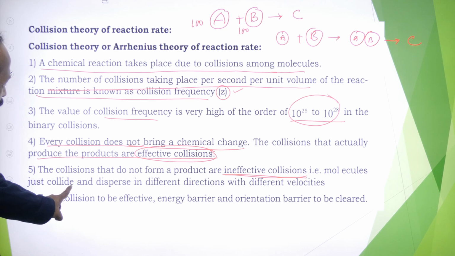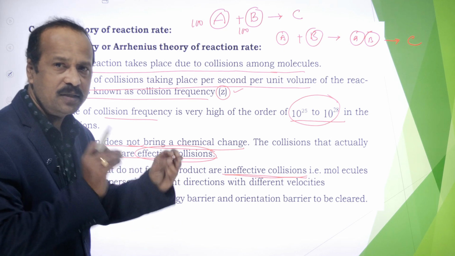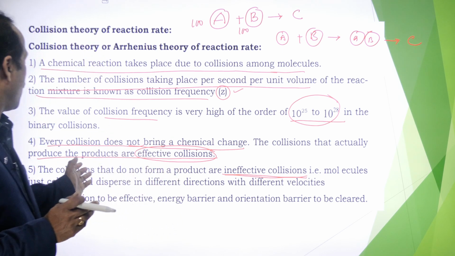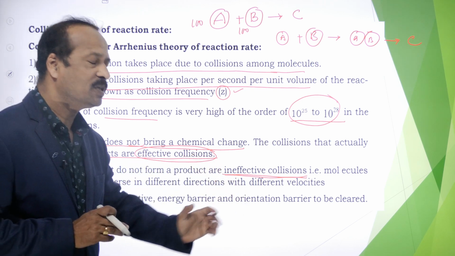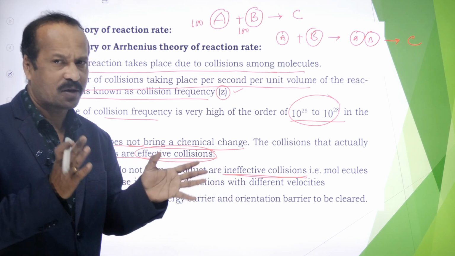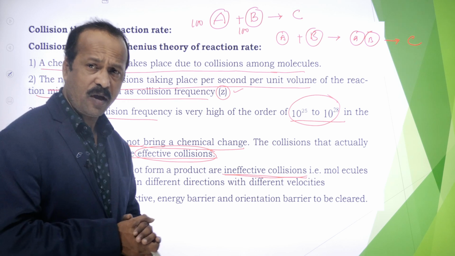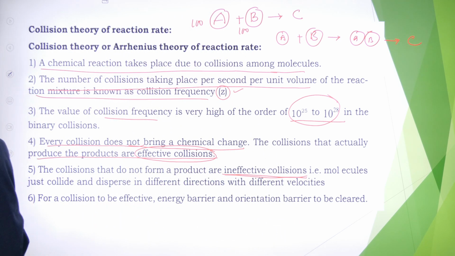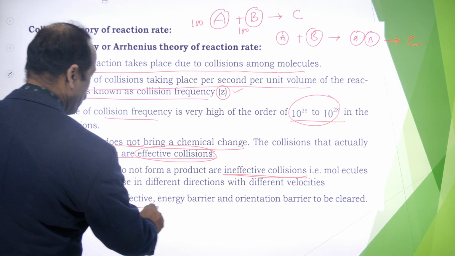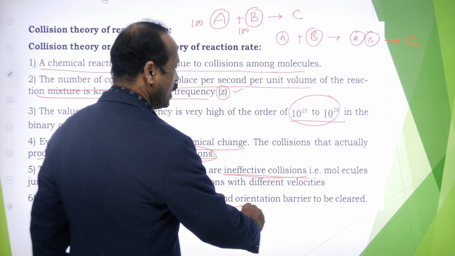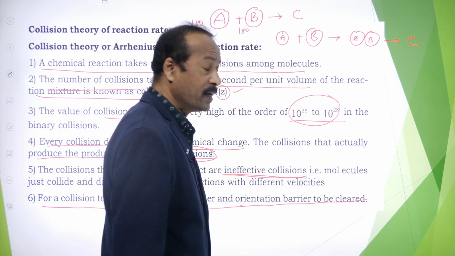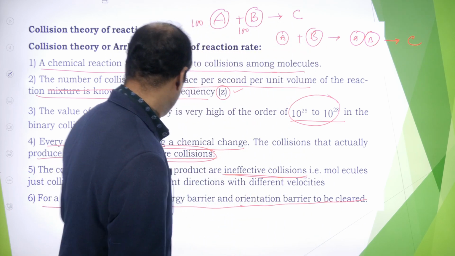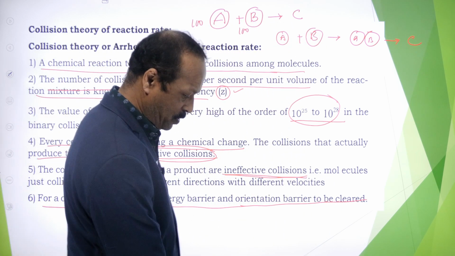Means the molecules just collide and disperse in different directions with different velocities, just colliding, but they are not forming the product. Clear to you? So for a collision to be effective, the energy barrier and orientation barrier have to be cleared.